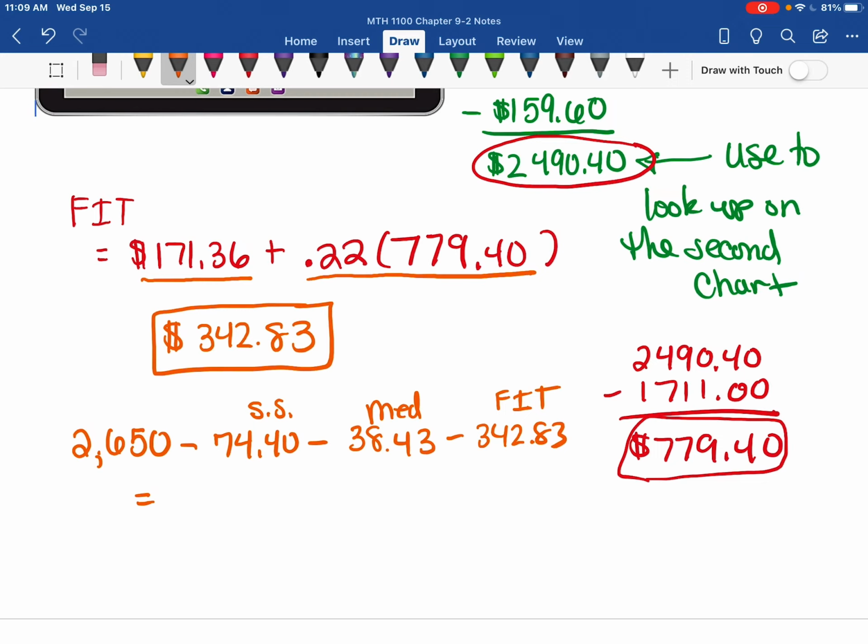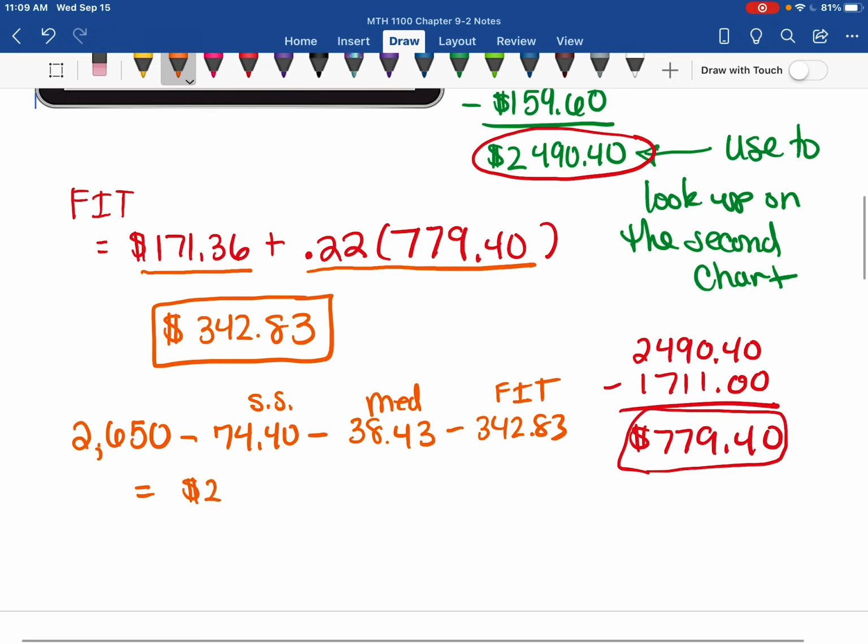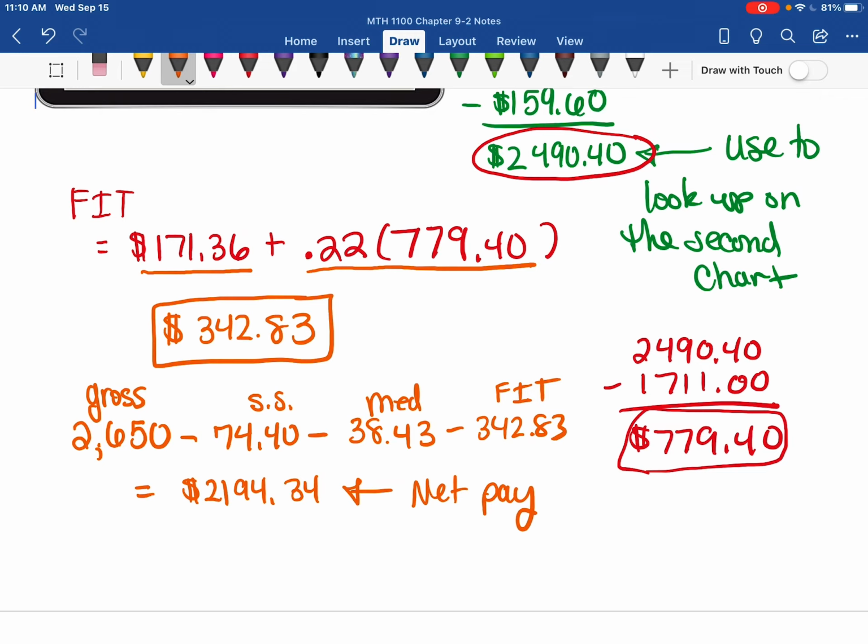When you subtract all of that off, let's see what we get. 2650 minus 74.40 minus 38.43 minus 342.83. Okay, I'm going to get $2,194.34. So this is the net pay. This is the gross pay. So you take the gross pay, take off all your deductions, and then what you're left with is what you're actually going to see in your bank account.